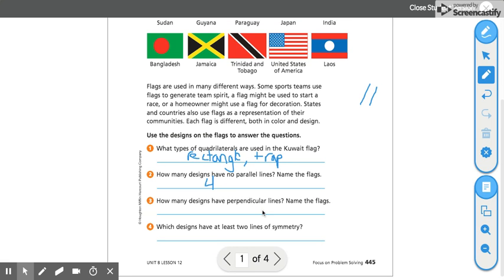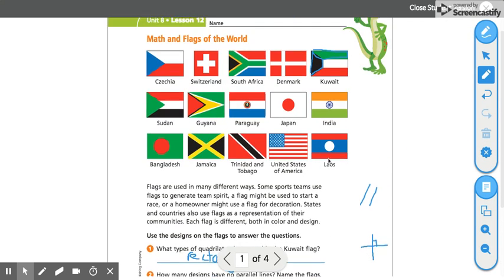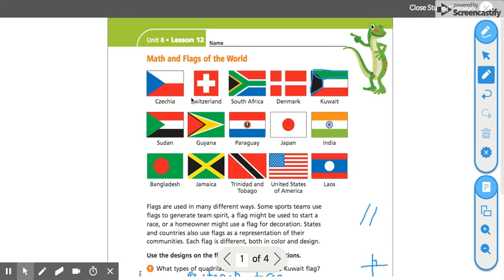How many designs have perpendicular lines? So remember, perpendicular lines are when two lines hit each other at exactly a 90-degree angle. So we're looking for ones that have perpendicular lines where they hit perfectly at 90 degrees. I see our first one right here on Switzerland. There's a 90-degree angle. Don't see anything there. How about here? Denmark also has a 90-degree angle. So there's 2. Keep looking for other examples.